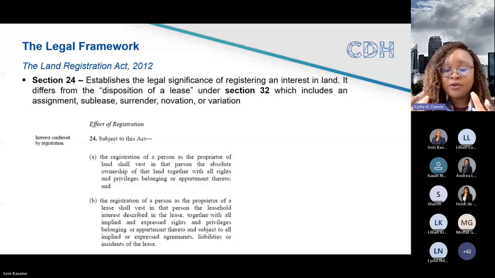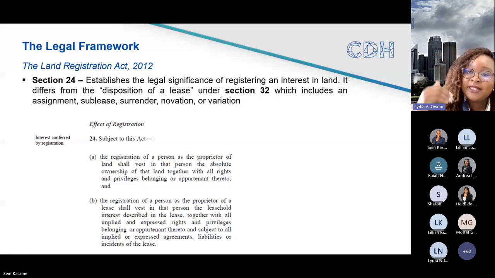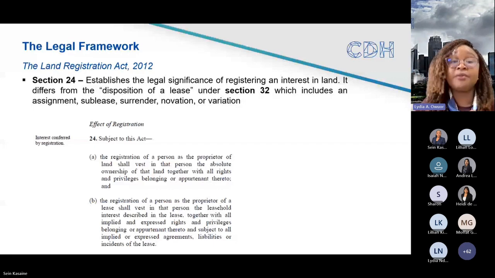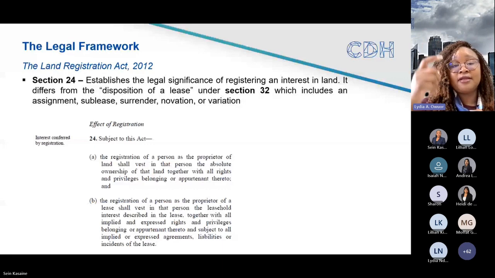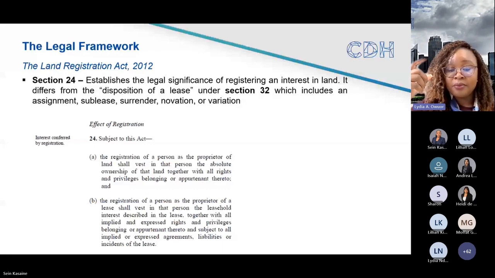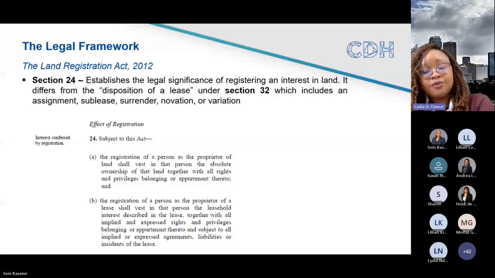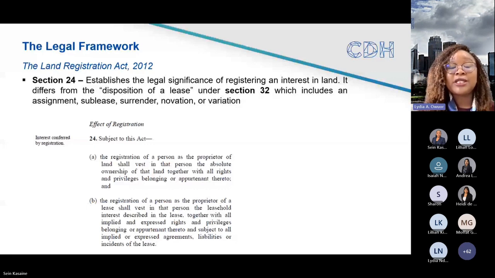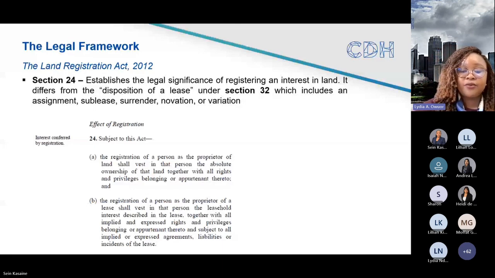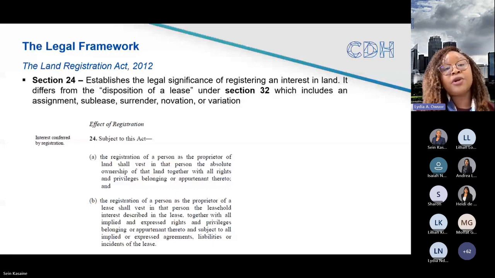this is a legal recognition that now elevates that lease from a contractual arrangement, because remember we have a lease agreement, right? So the aspect of registration now elevates that lease from being a contractual arrangement to a registered interest in land. And what does that mean? It means that registration then confers rights which are enforceable against third parties.